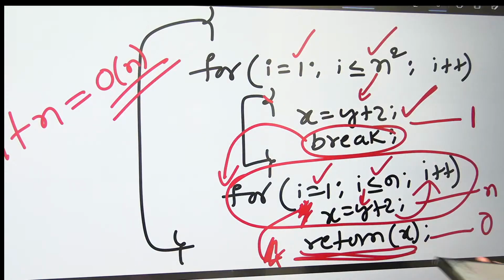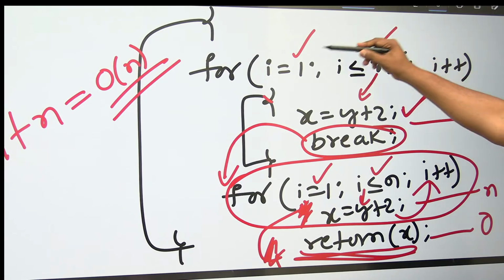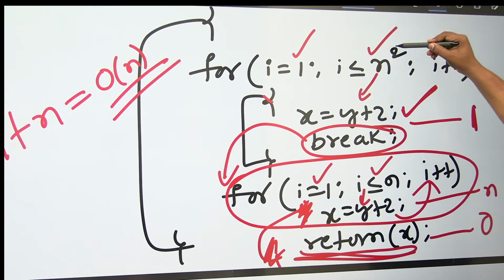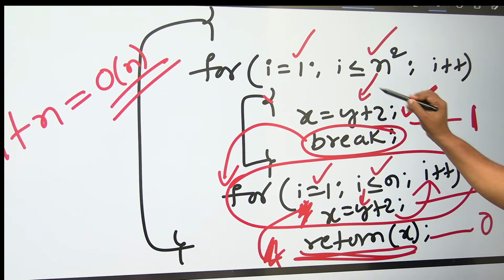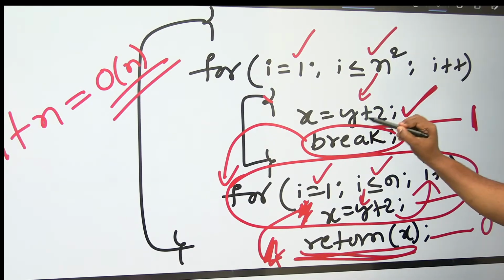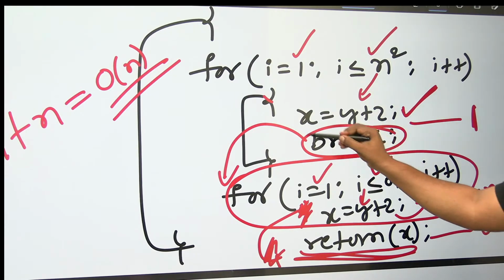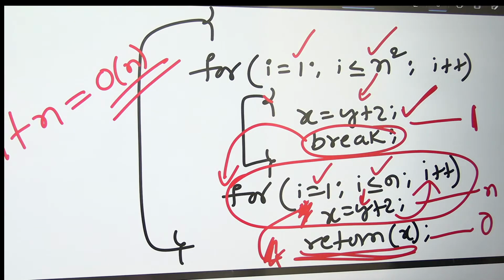So I think Mustafa is asking how. The first loop runs one time. What is the reason? i is equal to 1, 1 less than or equal to n square, come inside, x is equal to y plus z. One time executed, afterwards break. When you say break, you come out of the first for loop. So the first loop is executed only one time, but the second loop is executed n times because for each i value x is equal to y plus z, because this return is outside.